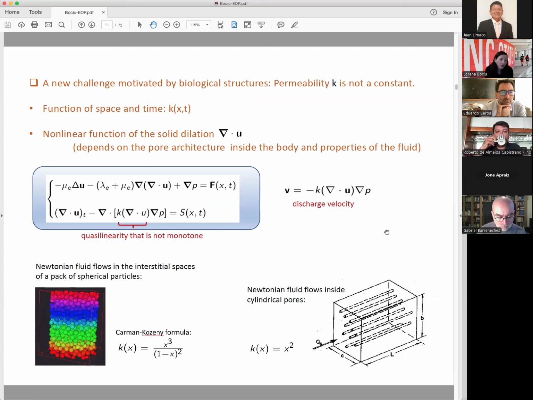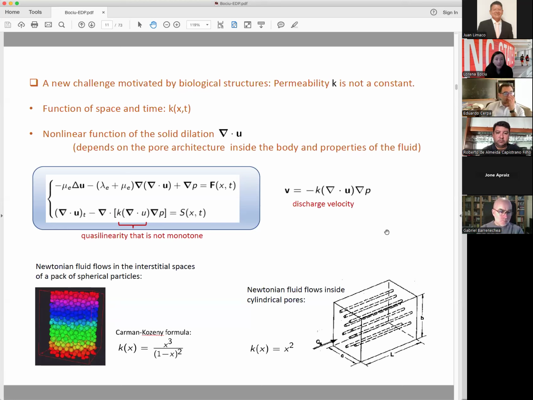Now, another challenge motivated by biological structure is that the permeability that shows up in the system is in general not a constant. So the scenarios are either you take it as a function of space and time, or the most general one is to have a nonlinear function of the solid dilation, so the divergence of U. What kind of nonlinear function? Well, that depends on the pore architecture inside the body and also properties of the fluid.